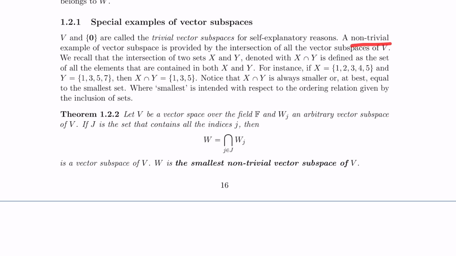Instead, a non-trivial example of a vector subspace is provided by the intersection of all the vector subspaces of V. Recall that given any two sets X and Y, their intersection, denoted with this symbol, is given by the set whose elements are those contained in both X and Y. Here you can find an example of intersection, and notice that the intersection is always smaller or at best equal to the smallest subset between X and Y.